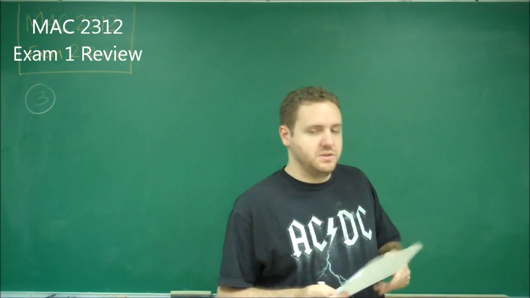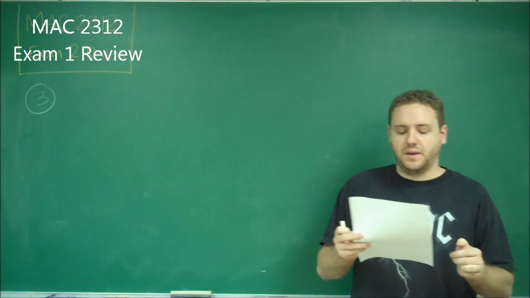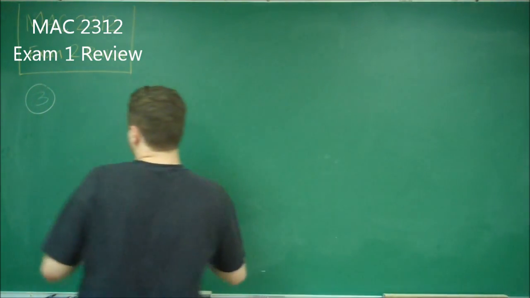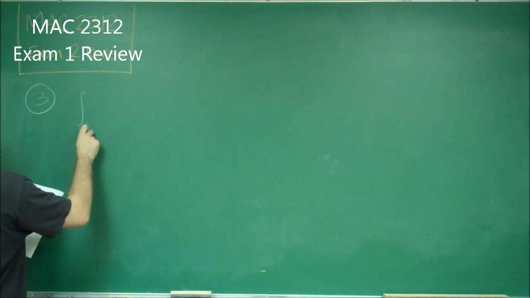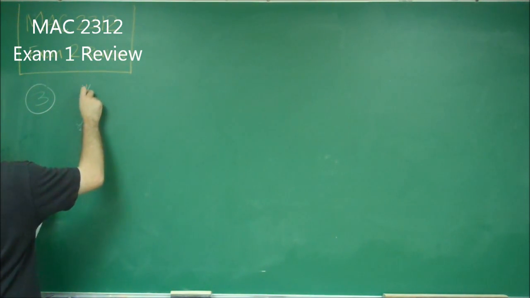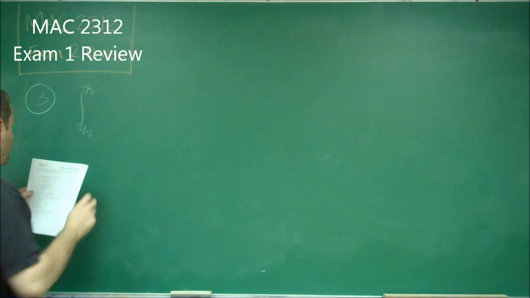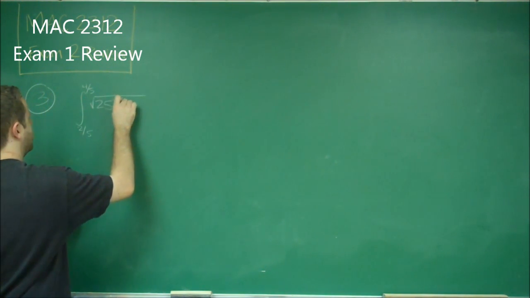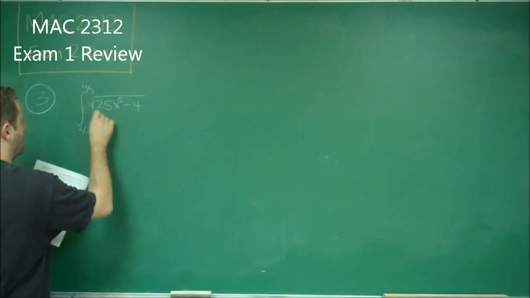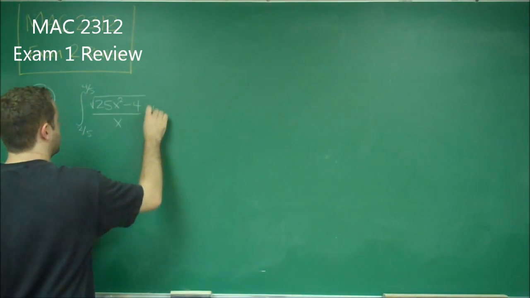We're going to use trig substitution. This integral is relatively complicated. First of all, we have a definite integral, and we're going from 2/5 to 4/5. And we're going to be integrating the function square root of 25x squared minus 4 all over x.